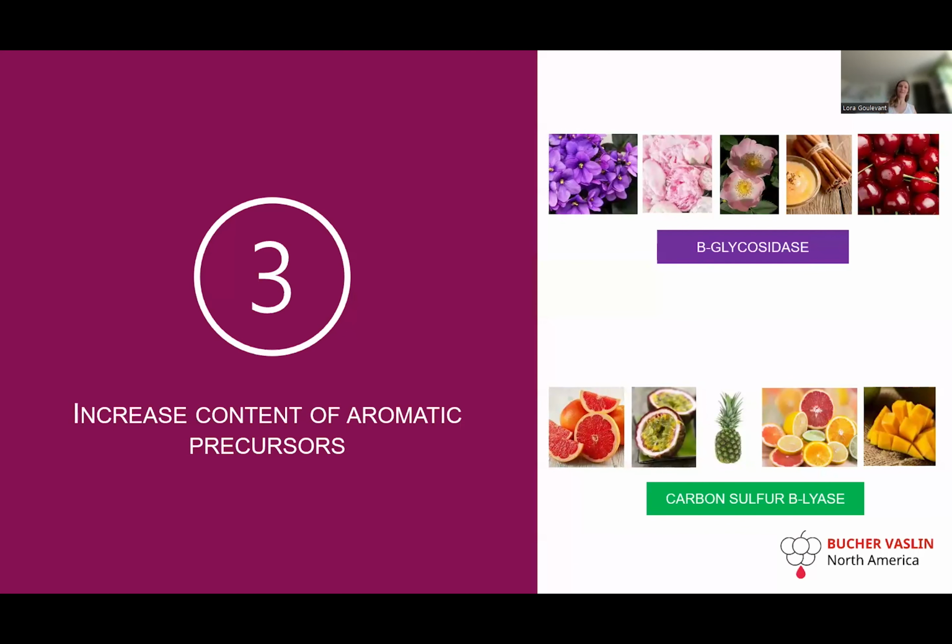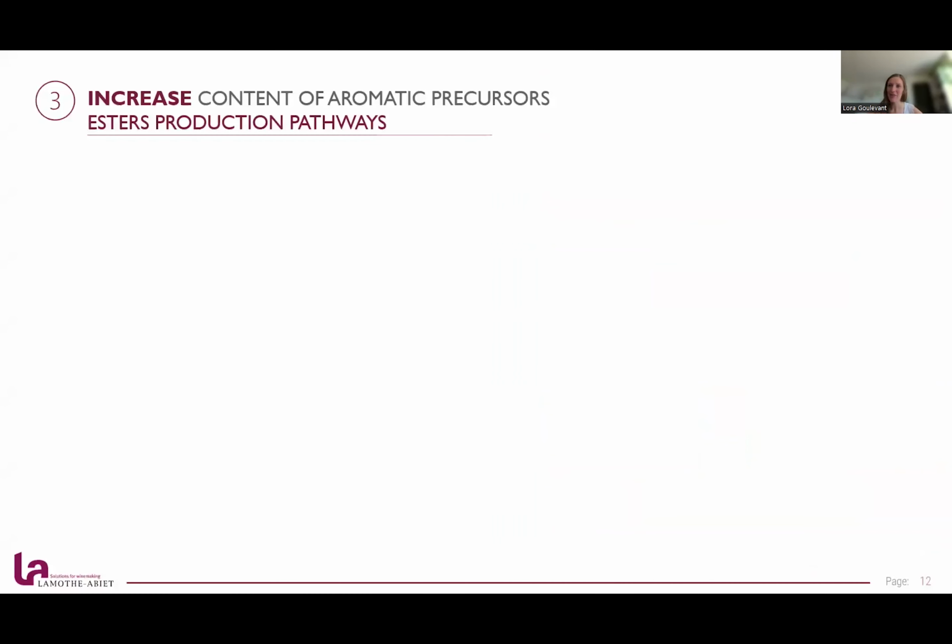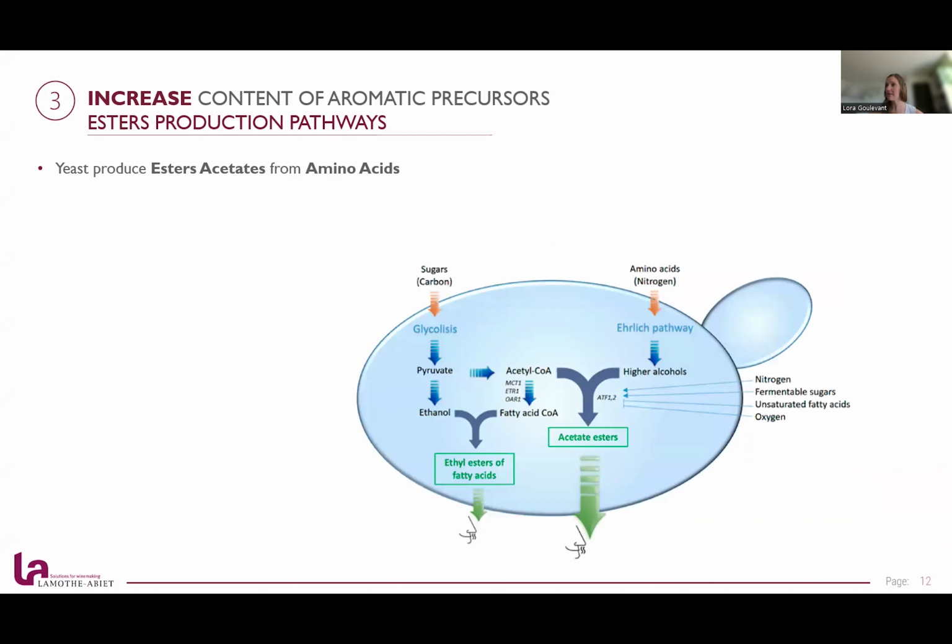Then, so we went over the concept of extracting as many precursors of aroma as we can, protecting them, and now how can we increase the content of aromatic precursors? So I'm going to talk about esters and thiols. So first, the yeast produces acetate esters from amino acids. So this is all the esters production pathway.